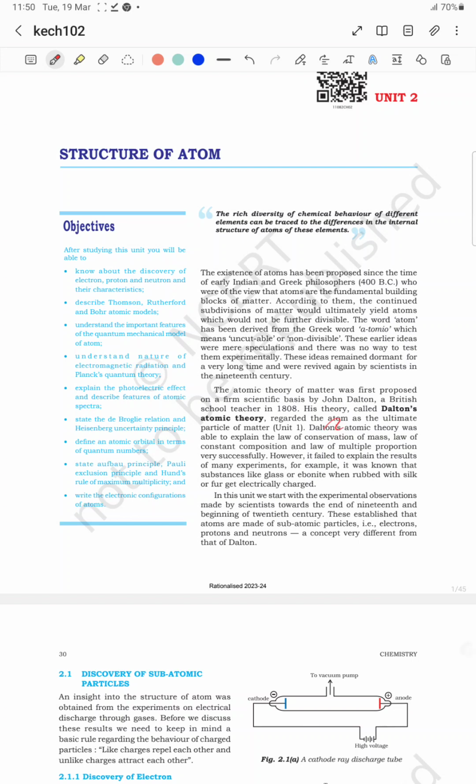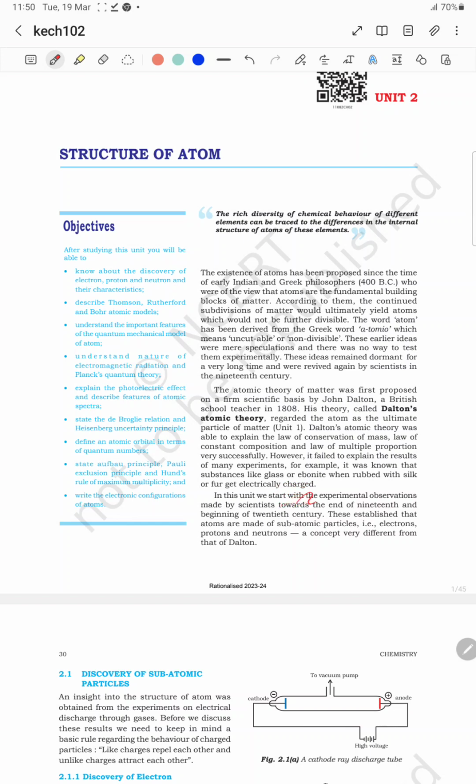Dalton's atomic theory was able to explain the law of conservation of mass, law of constant composition, and law of multiple proportions successfully. However, it failed to explain the results of many experiments. For example, it was known that substances like glass or ebonite, when rubbed with silk or fur, get electrically charged.